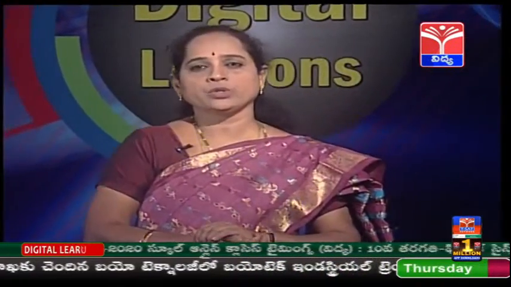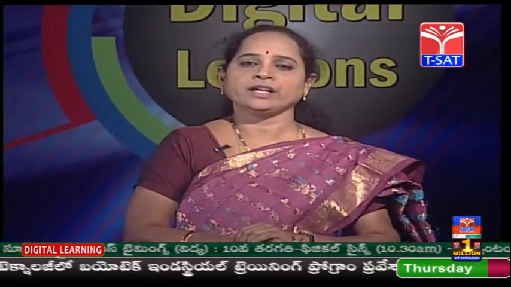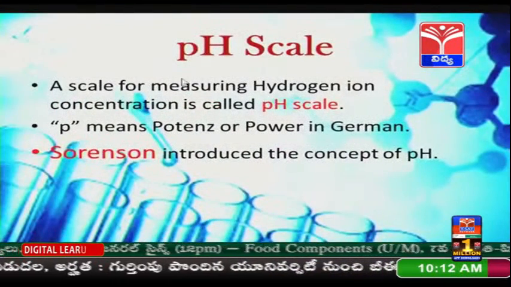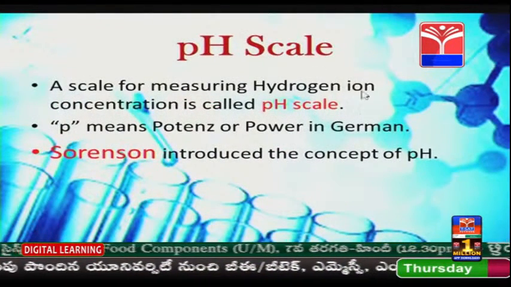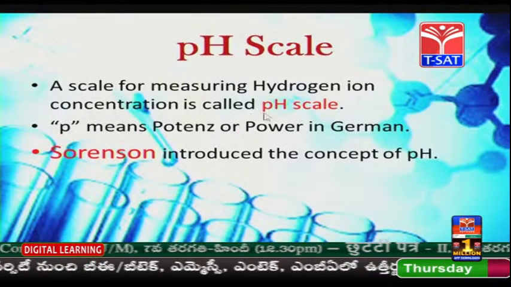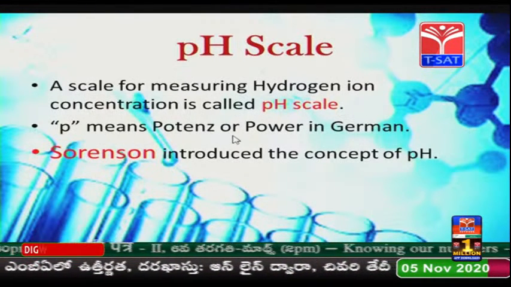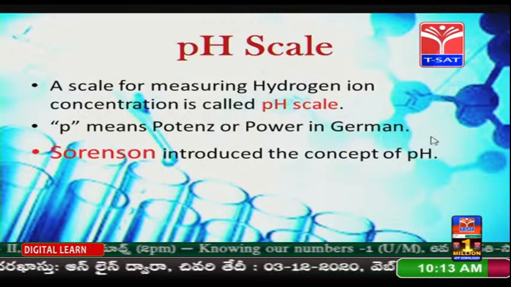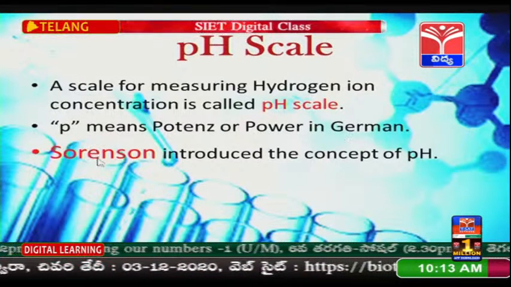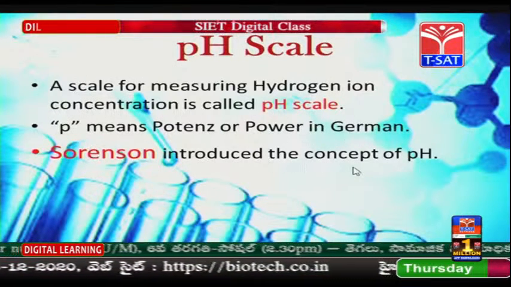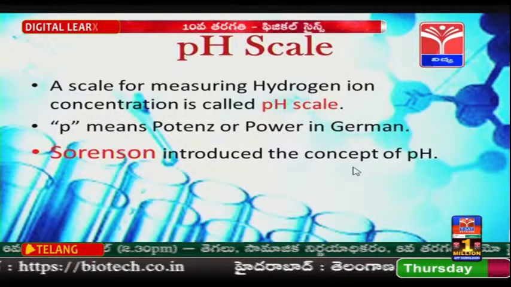Dear children, Sorensen has invented a scale for measuring the concentration or the strength of acids and bases. A scale for measuring hydrogen ion concentration is called pH scale. P means potence or power in German language. Sorensen introduced the concept of pH.